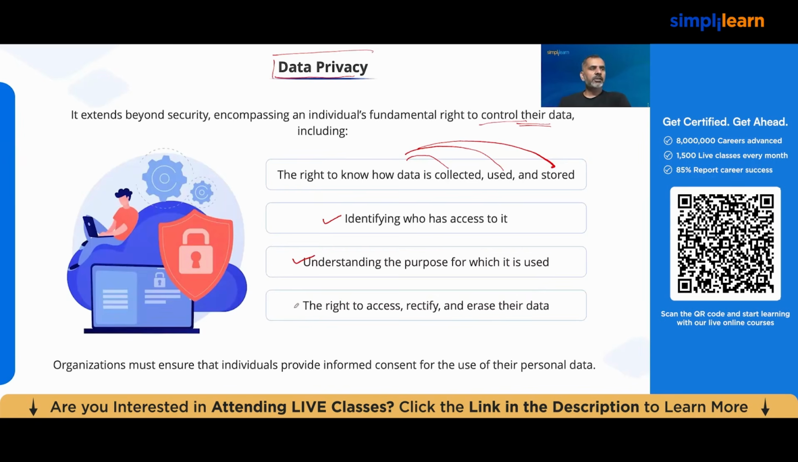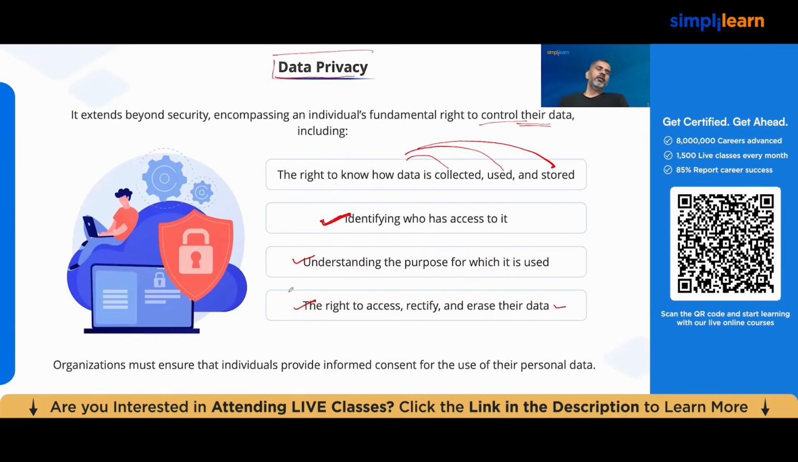And the full right of control is that the user must be able to access, rectify, and erase their data whenever it is required or whenever they think it appropriate. So data privacy basically talks about these four points. Right to know how the data is collected, how it is used, how it is stored. Right to identify who is going to access the data.